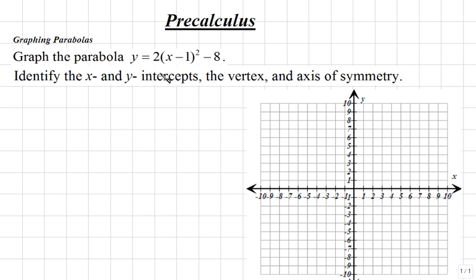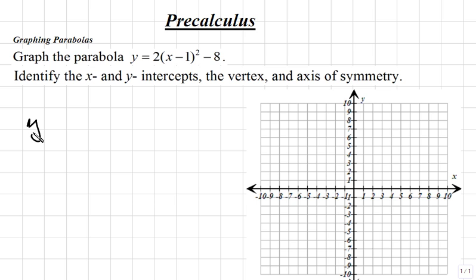Let's graph the parabola y equals 2 times x minus 1 squared minus 8, and also identify the x and the y intercepts, the vertex, and the axis of symmetry. To graph our parabola, let's first find our information: the vertex, the x and the y intercepts, and the axis of symmetry. From there, we'll be able to create an accurate graph of our parabola on the right.